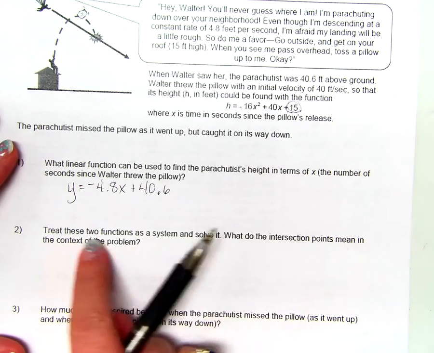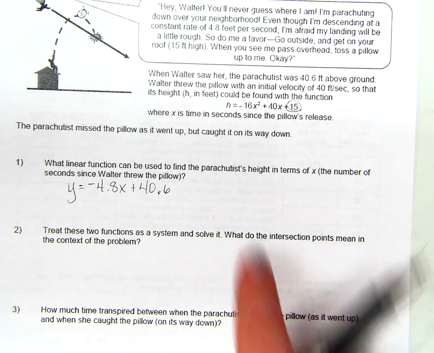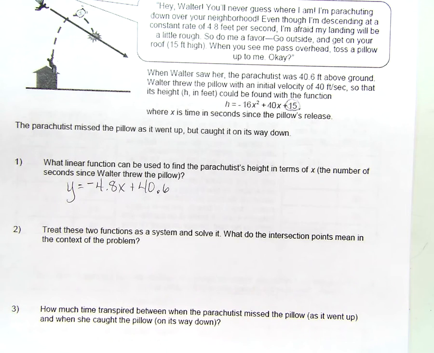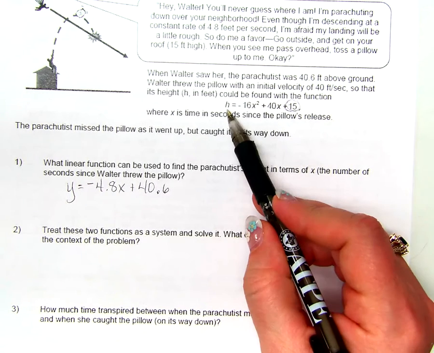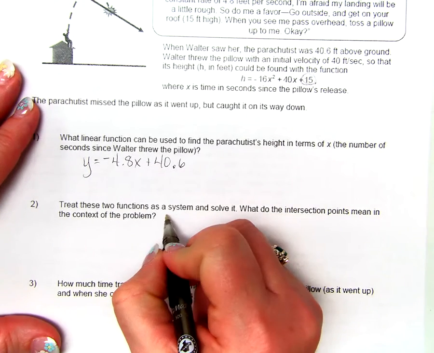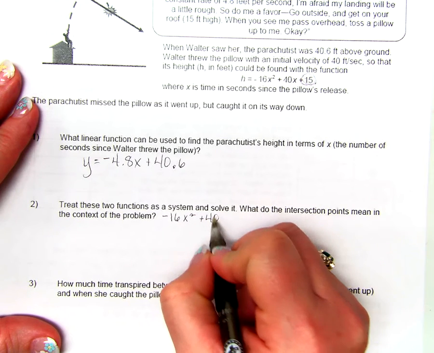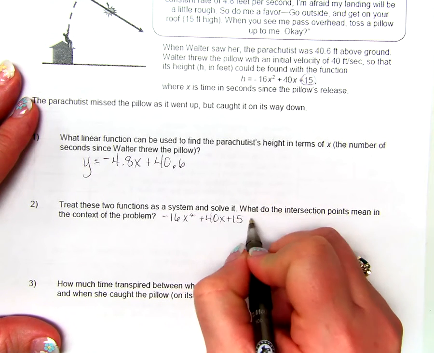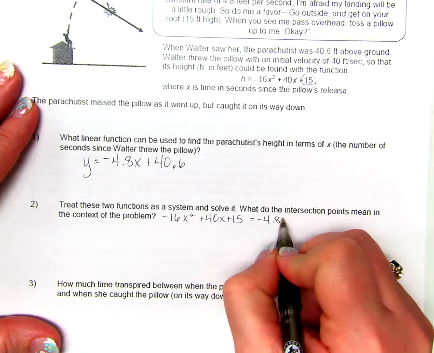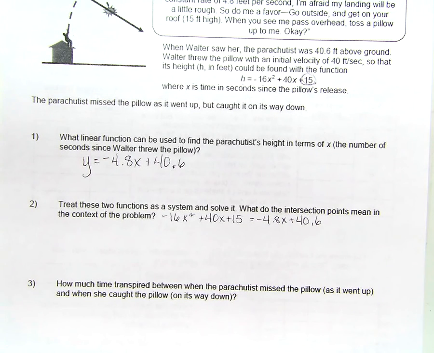Okay, so treat these two functions as a system and solve it. Oh, if they both equal y, can't I make them equal to each other? Okay, wait, but this one equals h. It doesn't equal y. Oh, so it really does? Okay, so we're going to say negative 16x squared plus 40x plus 15 equals negative 4.8x plus 40.6.